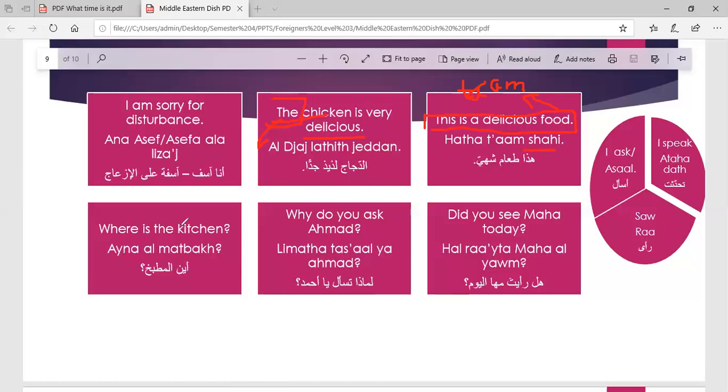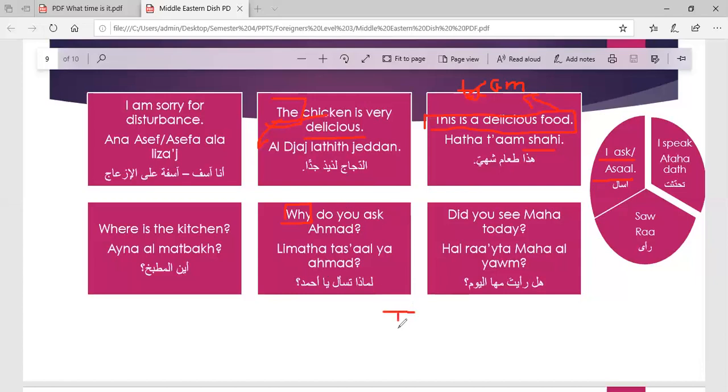Okay. Where is the kitchen? Where is Aina? The kitchen. المطبخ. مطبخ. Why do you ask Ahmad? What do you mean by why here indicating purpose? Oh, indicating so like لماذا? لماذا? Ask is what? Let's see ask here. Ask means أسأل. Let's make it you ask. تسأل. لماذا تسأل يا أحمد?